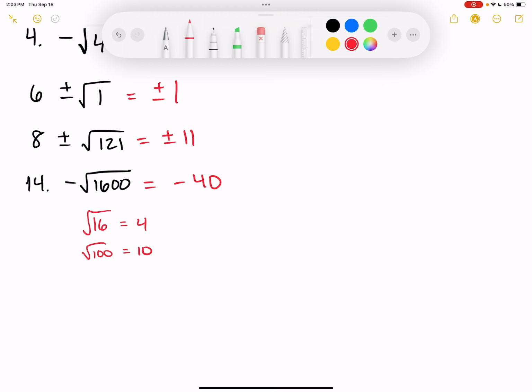Now, I would only expect you to know up to probably 15 as far as being able to do this. I'm not going to necessarily give you one of these on the quiz, right?